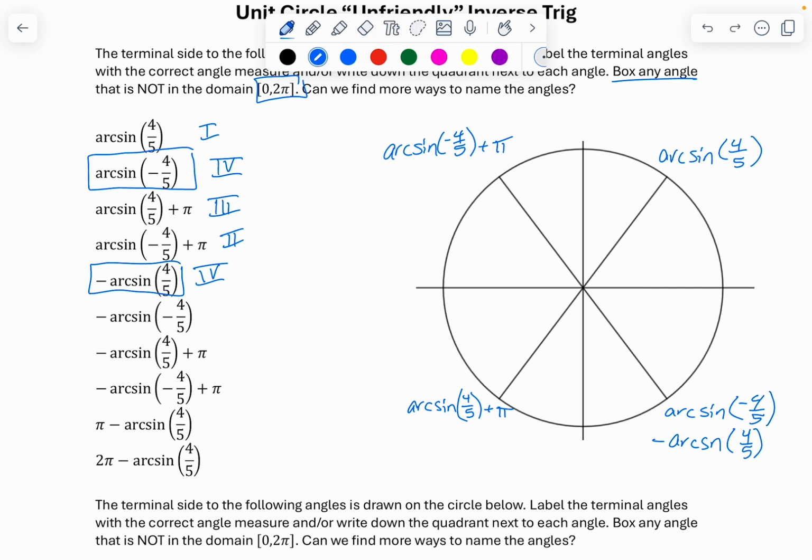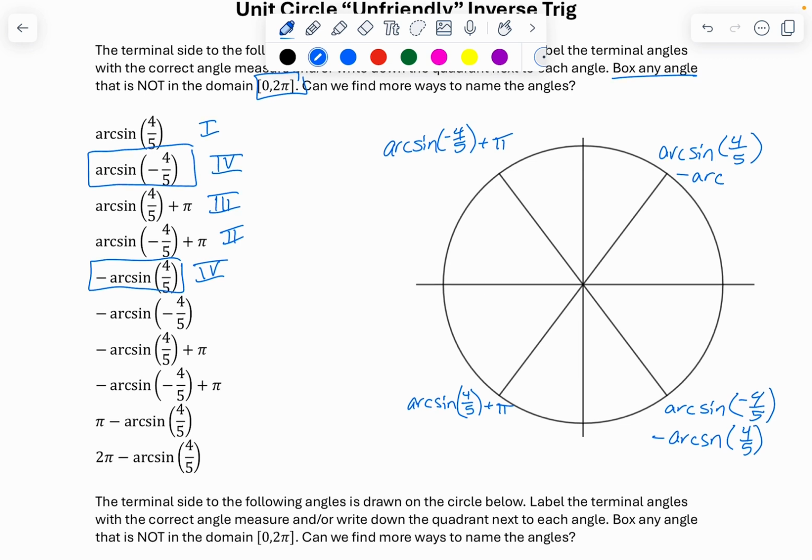The next one, I have a negative arc sine of negative 4/5. Arc sine of negative 4/5 gets me down there, but when I make it negative, now I'm coming up here. So this was a negative negative. This is now a positive. It would be kind of annoying to call it that, but we could call this negative arc sine of negative 4/5. And this is now in quadrant 1, and it is within 0 and 2 pi.